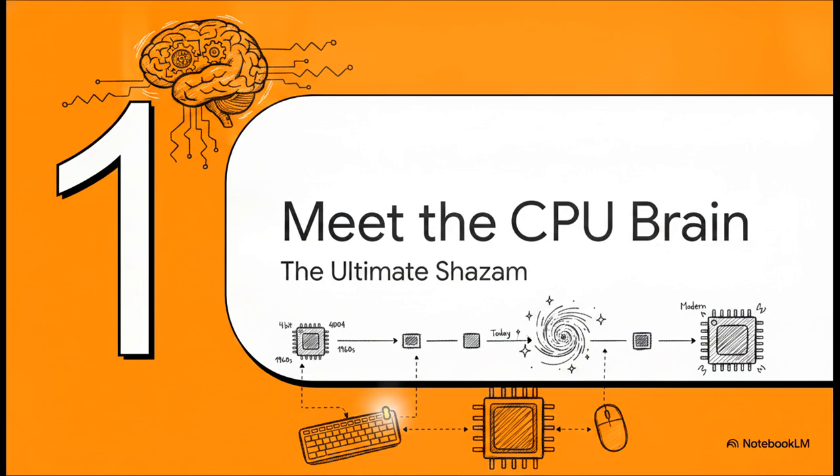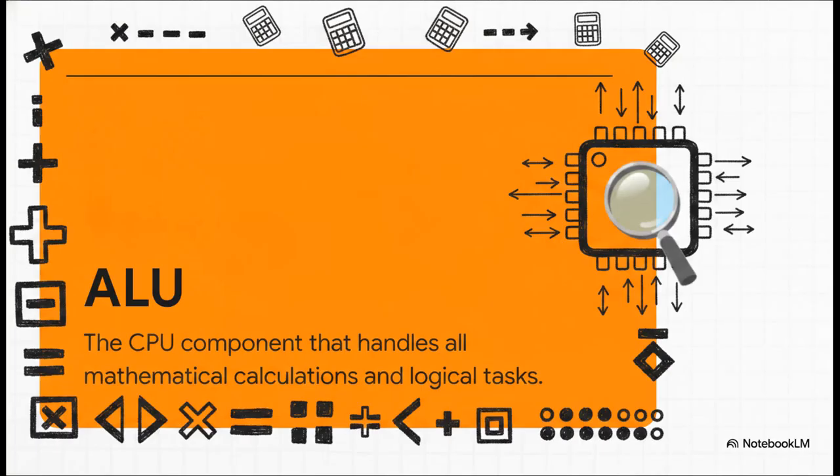Section 1. Meet the computer's brain. Think of the CPU as the absolute brain of your computer. This architecture really traces its roots back to the late 60s with chips like the Intel 4004, and it operates on what's known as the von Neumann architecture. Every single click, every game, every keystroke goes through this one tiny piece of silicon, and to understand how it works, we just need to look at its basic anatomy.